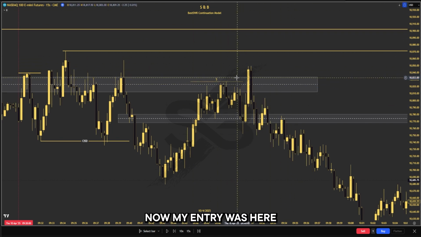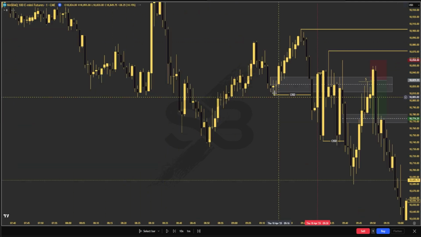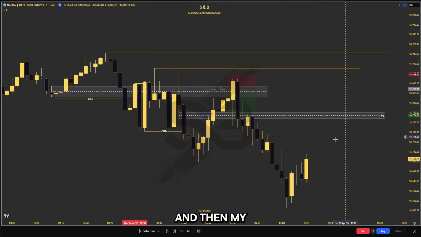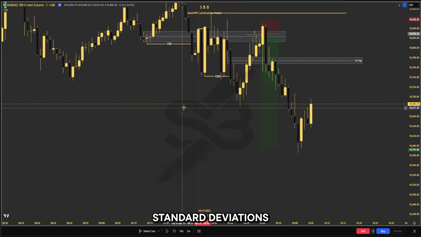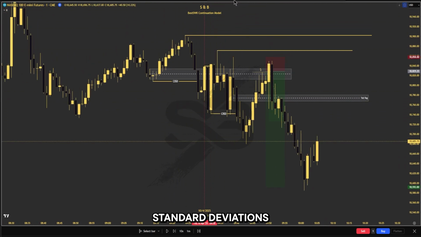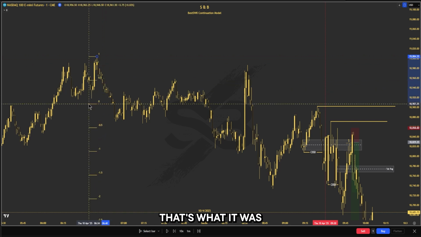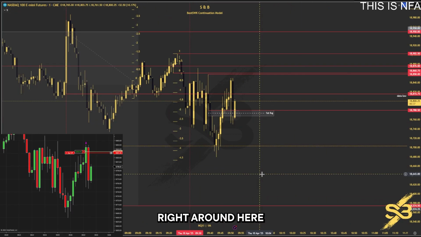Now my entry was here, give or take, just a couple ticks above. Stop loss goes on the top of the first candle of the first percentage fair value gap, like so. And then my take profit was going to be about 4 standard deviations from the OG breaker. That's what it was, my bad. So the OG breaker is right around here.